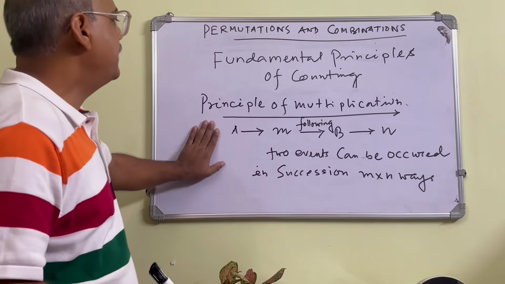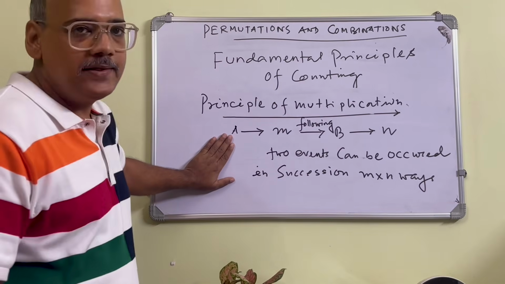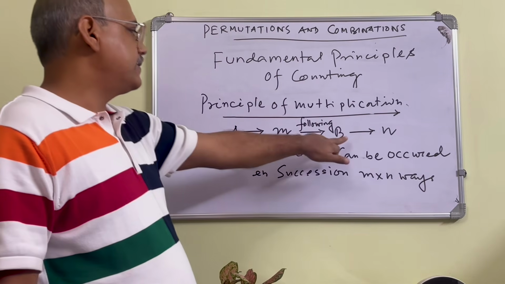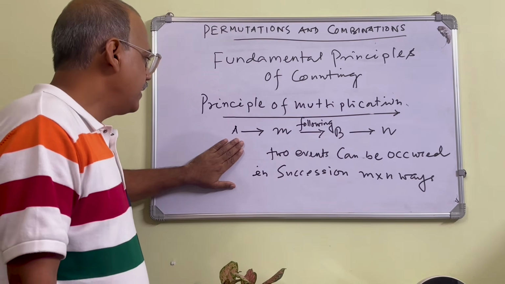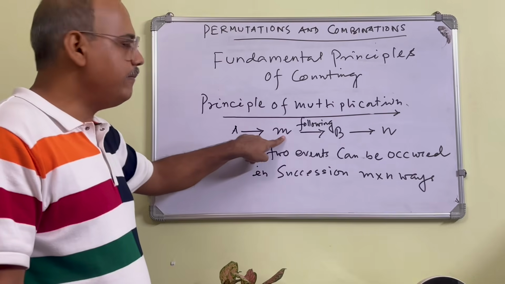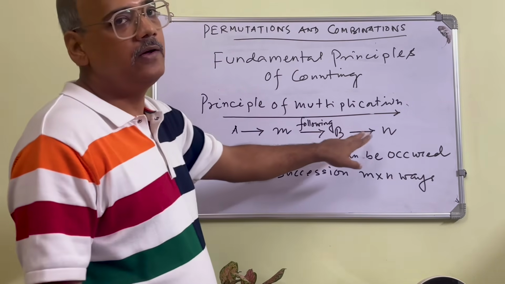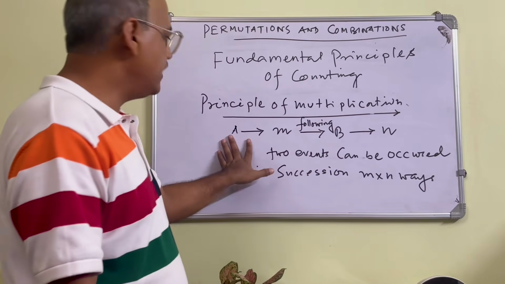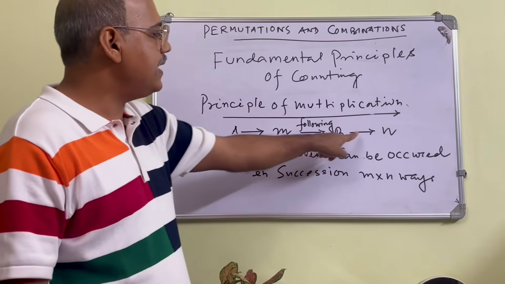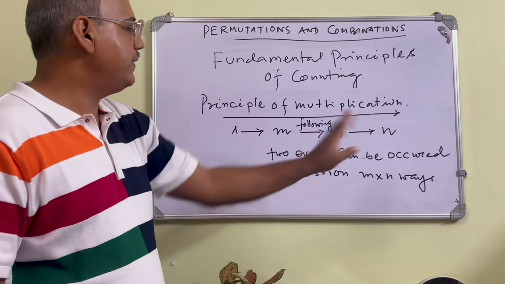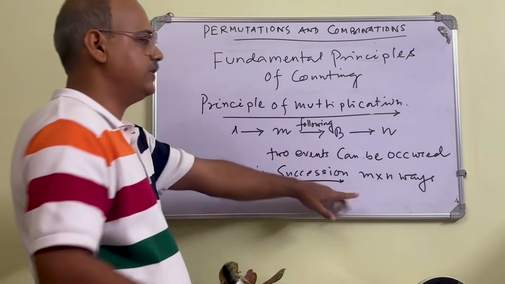The next is the principle of multiplication. So what exactly is that? Let's say I have 2 events, A and B, where event A can be done in M ways and B can be done in N ways, but that has to be in succession. First, event A can be done in M ways, following this, B in N ways, then the two events can occur in succession. Point to remember, it has to be in succession.